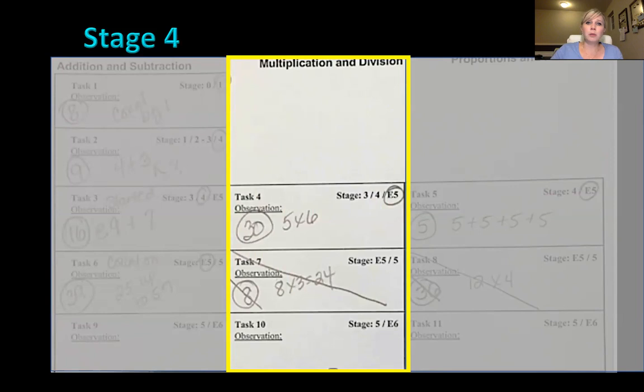If we take a look at the multiplication and division domain, we're going to disregard task 7. The child couldn't solve it. We're going to cross that off, and let's take a look at task 4. This was scored as an E5. 5 times 6, they just know it. That was in the instructions and the guidelines for E5 on this task. So we're going to score the multiplication and division domain as an E5.